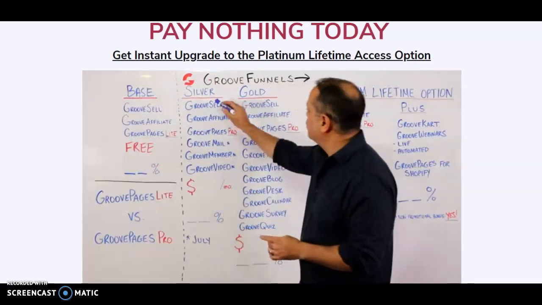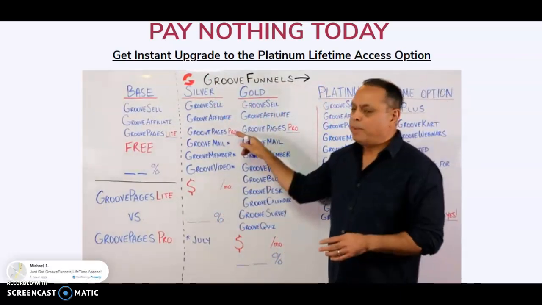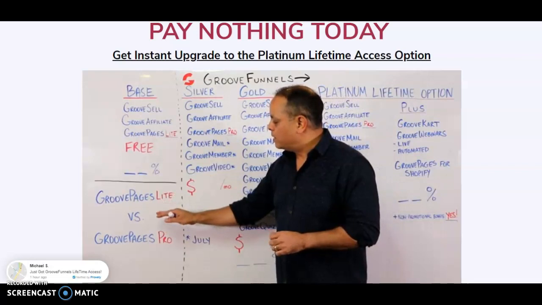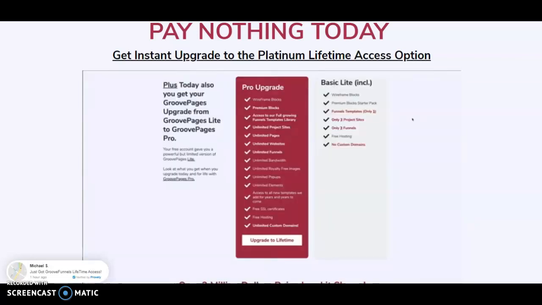And you'll notice in these other plans here, Silver, Gold, and Platinum, it says GroovePages Pro here as well. So what I'm going to do right now is talk about the difference between GroovePages Lite and GroovePages Pro. In GroovePages Lite, you get wireframe blocks, and you also get that in the Pro upgrade. The Pro upgrade, however, gives you premium blocks, and we'll be adding more and more. In the Lite version, we gave you a premium block starter pack. Also, we gave you one set of funnel templates from our library, as opposed to the entire full growing library of funnel templates that we have now, and we'll be adding to that library for years and years to come. Also, the Pro upgrade gives you unlimited project sites, where in the Lite version, you'll get 3 project sites.